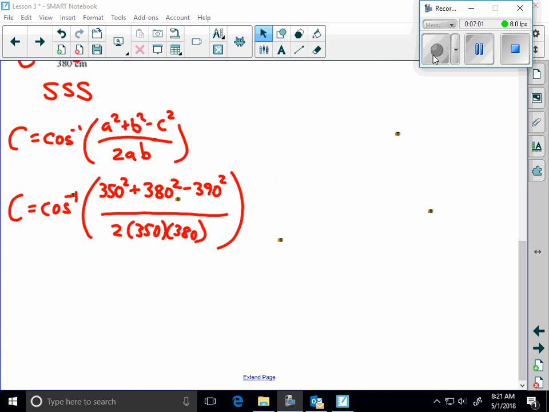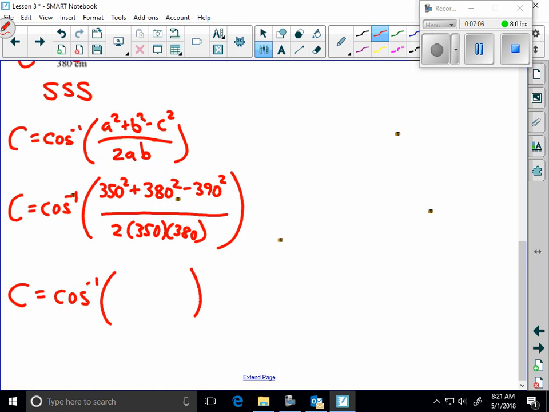My suggestion the other day was to do this. Figure out what the numerator and denominator are first. I get a large number in the numerator, 114,800. In the bottom I get 266,000. Will somebody confirm? 2 times A times B in the bottom. When I do the inverse cosine of that stuff.